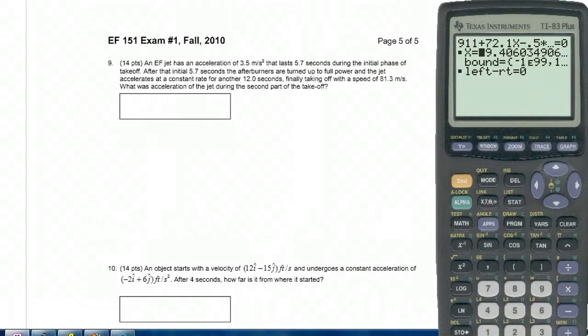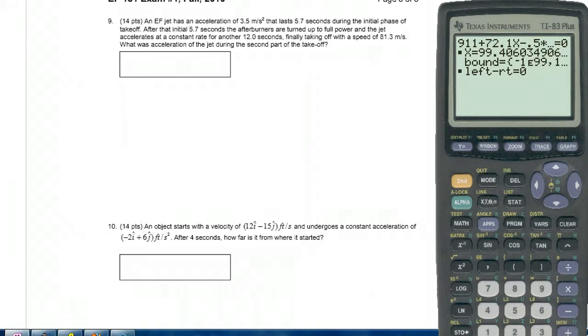Okay, last two problems from our 151 Fall 2010 first exam. We have a jet acceleration given, a time given. So let's go ahead and highlight some of these. There's our acceleration. There's a time. Initial phase. So then we've got another time, 12 seconds, and a velocity. Acceleration of the jet during the second part of the takeoff.